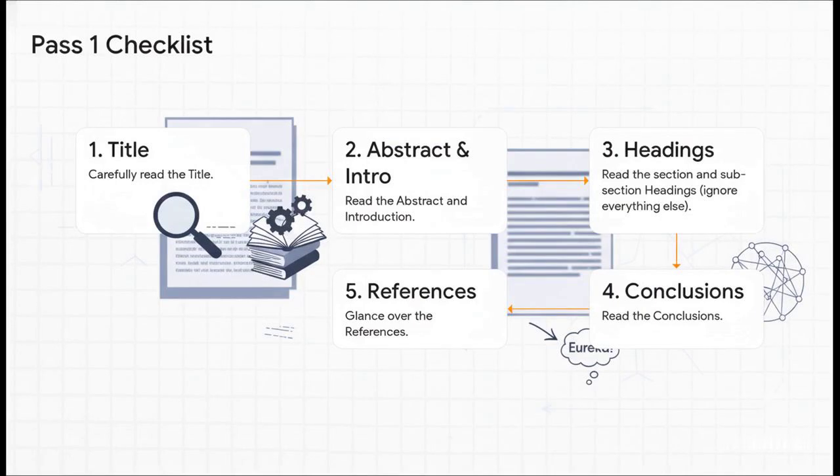So, how in the world do you do that in just 10 minutes? Well, here's your checklist. First, you carefully read the title, the abstract, and the introduction. Then, and this is the absolute key, you skip ahead and read only the section and subsection headings. You ignore all the text in between, jump straight to the conclusions, and finally, you just glance over the list of references to see whose shoulders they're standing on.